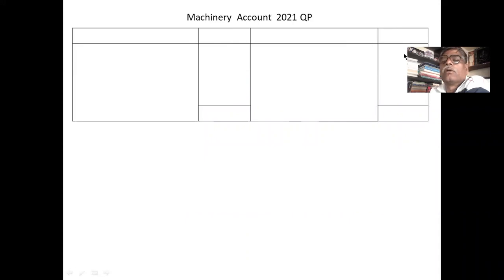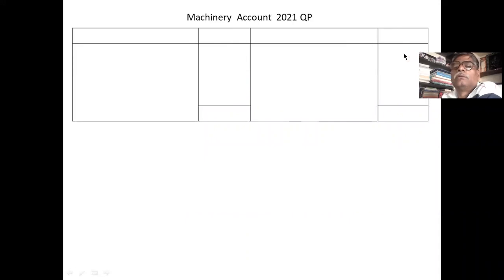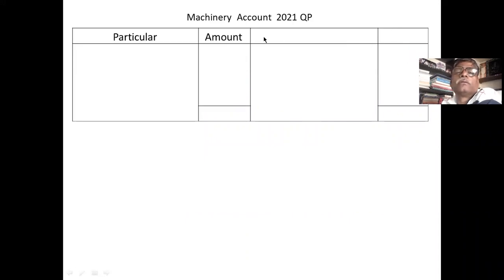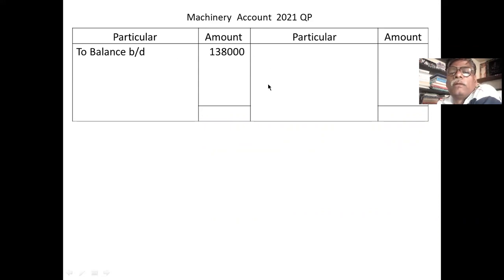First, machinery account. You prepare the machinery account first. To balance brought down 1,38,000. 1,10,000 is there, 1,07,000 is there, and I have added 28,000 to it as depreciation. By balance carried down 1,65,000. I have added 45,000 to 1,20,000.